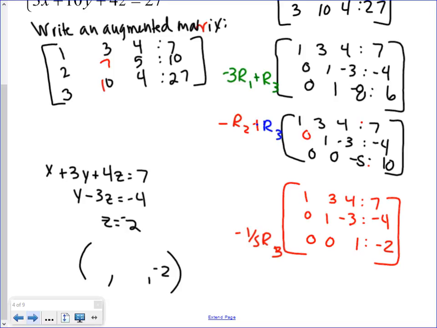Back sub in, because it's in row echelon form, the next equation will only have y and z. y plus 6 equals negative 4. Subtract 6 from both sides, so you're going to have negative 10. Then back sub into that first equation, x minus 30 minus 8 equals 7. So add 38 to both sides. x is 45. So just like in your chapter 7 test, your answers to a 3-variable system should be in an ordered triple. That should be true if you're solving a 3-variable system with matrices.